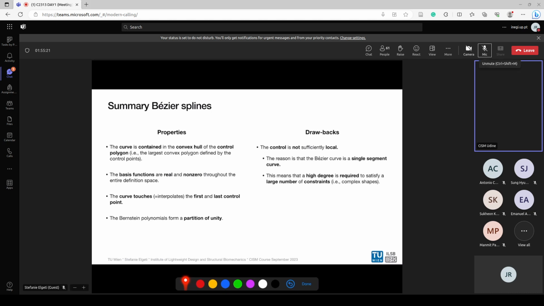There are some drawbacks to Bezier splines. So the control is not sufficiently local. The reason being that the Bezier curve is a single segment curve.